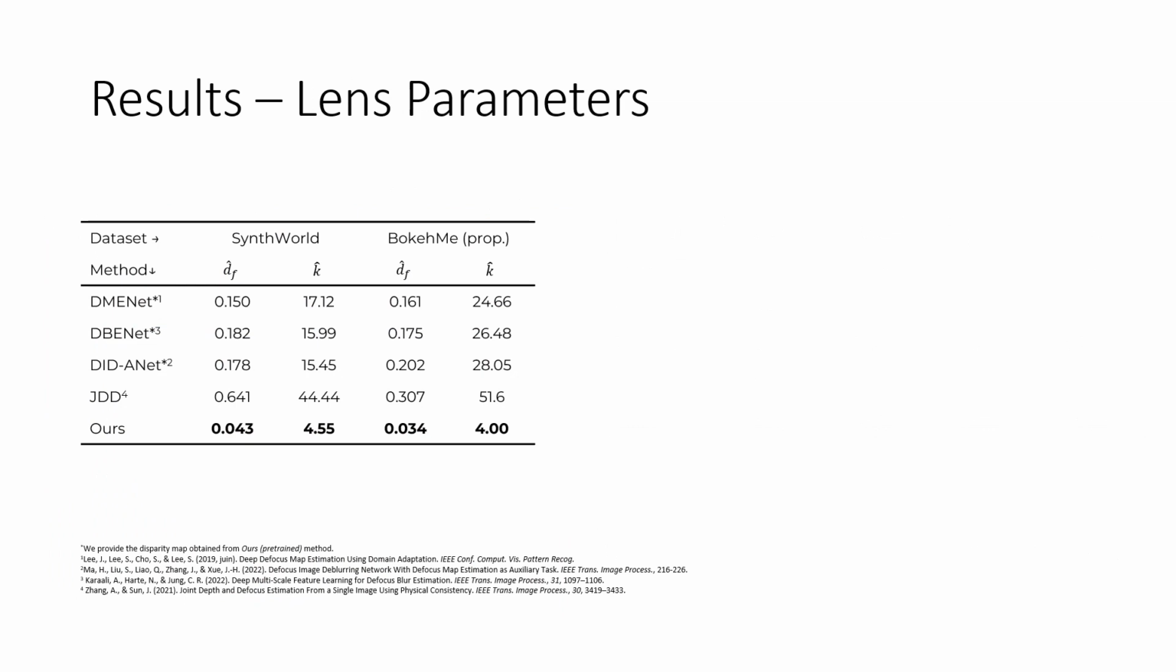But our final goal was to recover the two camera parameters, the disparity of focus, the f, and the blur factor, kappa. In the left table, we compare our method against doing a linear fit on the defocus estimation from other networks, to which we provide a baseline disparity estimation. Our robust joint method provides a much better parameter estimation.